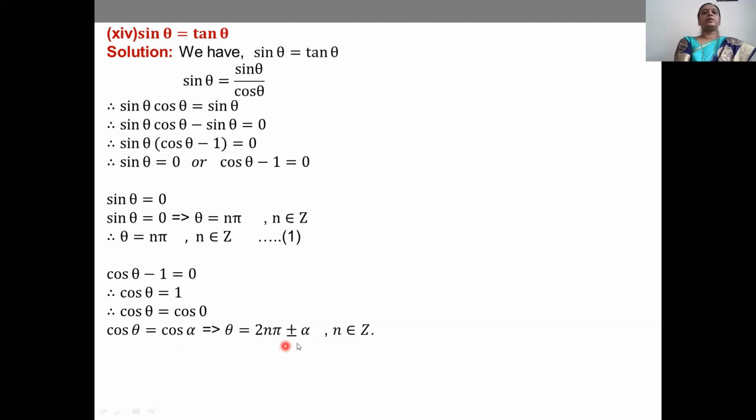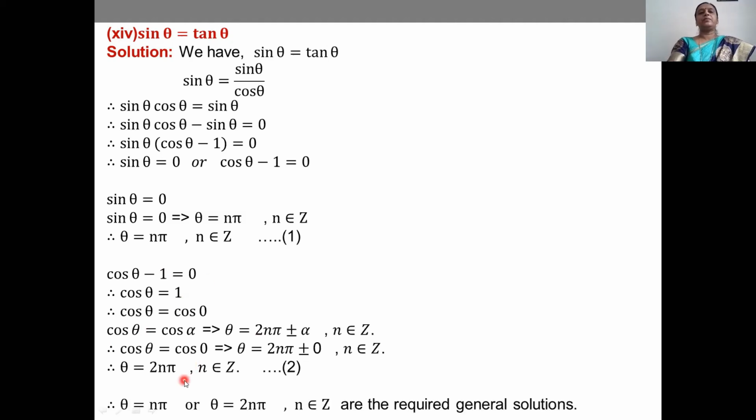Here, alpha is 0. Therefore, in this formula, you keep the value of alpha 0. Therefore, we will get cos theta is equal to cos 0 implies that the general solution will be theta is equal to 2n pi plus minus 0, n belongs to z. That is theta is equal to 2n pi, n belongs to z. This is the general solution of cos theta minus 1 is equal to 0. Therefore, in the last step, from equation 1 and 2, you write down theta is equal to n pi or theta is equal to 2n pi, n belongs to z are the required general solutions of the given problem sin theta is equal to tan theta.